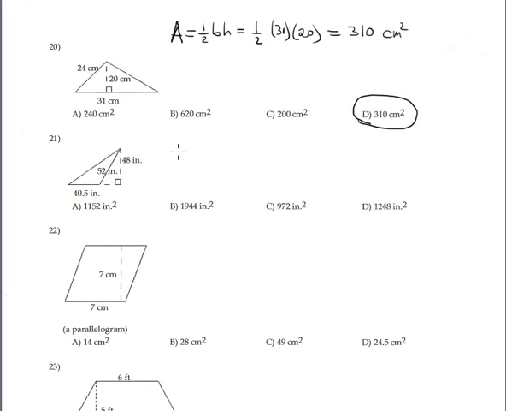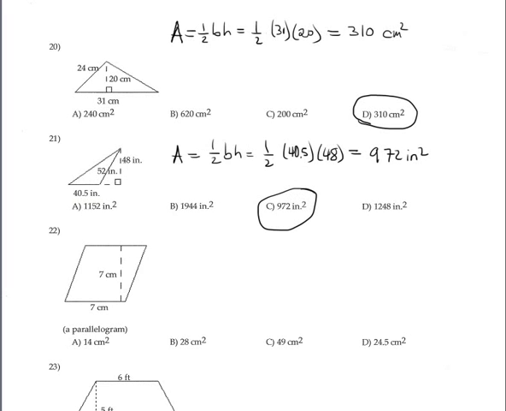Okay, another triangle. Area 21 is another triangle, 1/2 base and height. The base is 40.5. This is the base, and the height is 48. Okay, now using the calculator, the answer is 972 square inches, like you see.